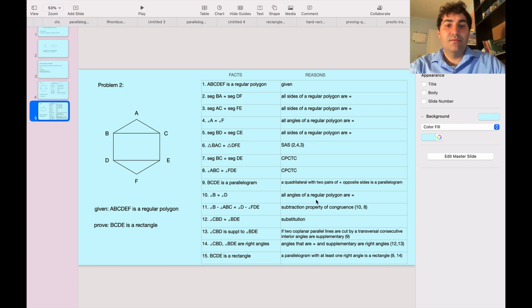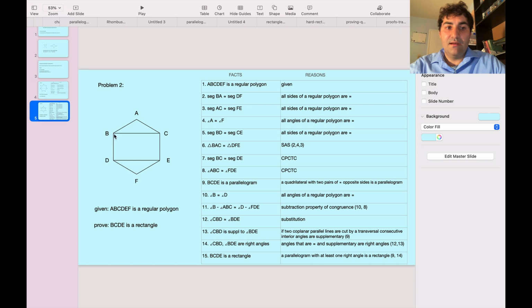So we know that all angles of a regular polygon are congruent. So angle B, so this entire angle here, is going to be congruent to angle D, this entire angle here, right? So I'm going to use the subtraction property of congruence on statement 10 and statement 8. So we're going to do angle B minus angle ABC is congruent to angle D minus angle FDE. And then by substitution, angle CBD, this angle here, is congruent to angle BDE, this angle here.